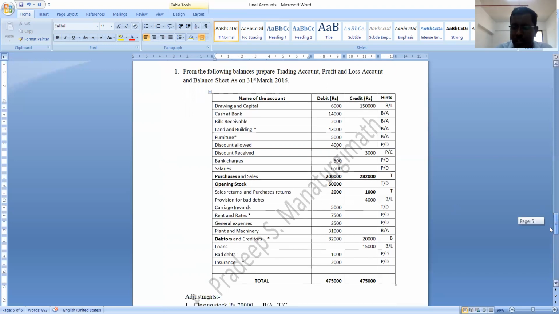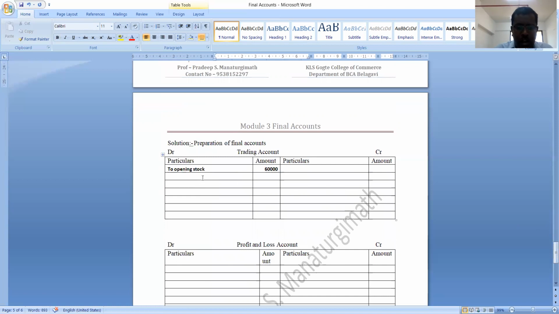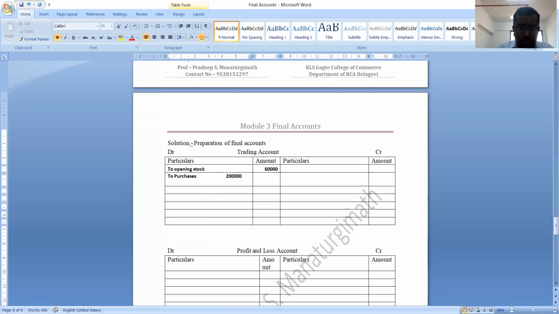So you people have to adjust purchases and returns, sales and sales returns in trading account. So let us go through trading account. Trading account is here. After opening stock, actually we must record what? We must record purchases. What is the amount of purchases? Amount of purchases is rupees 2 lakh. From this purchases, you people have to deduct returns. How much is purchases returns? It is rupees 1,000. Understood? So 2 lakh minus 1,000 is how much? It is rupees 1 lakh 99,000.